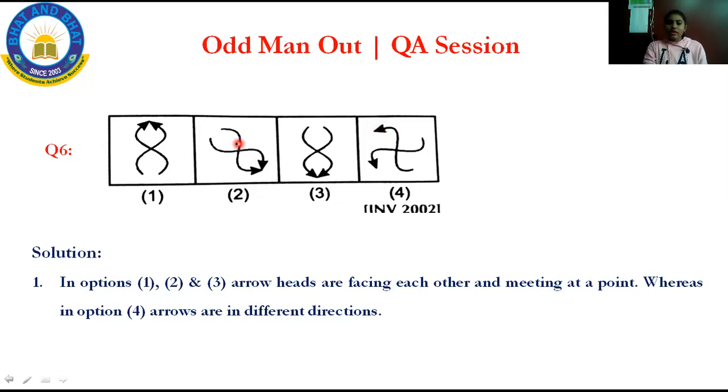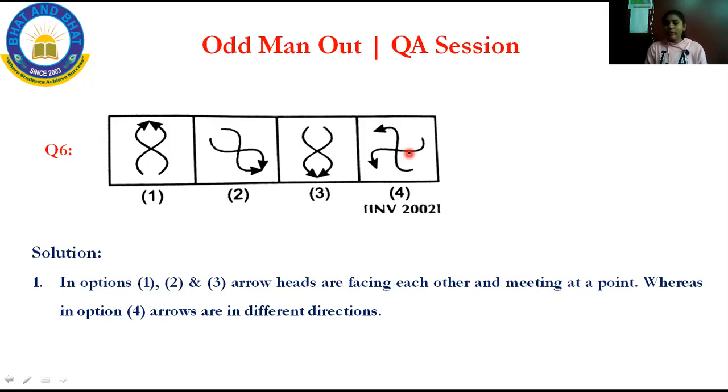Now see, in the first figure there are two arrows meeting at the same point. Here also there are two arrows meeting at the same point. And here also, the third one, two arrows are meeting at the same point, while the fourth one is different. So what is the correct option? In options 1, 2 and 3, the arrows are facing each other at the same point, whereas in option 4 the arrows are in different directions.